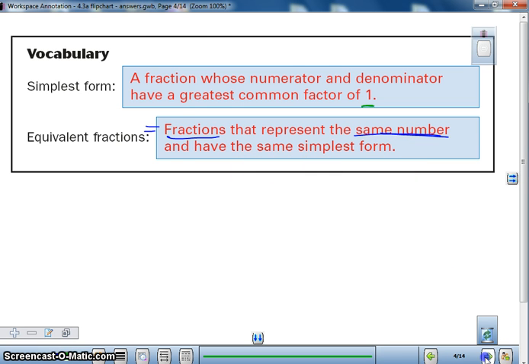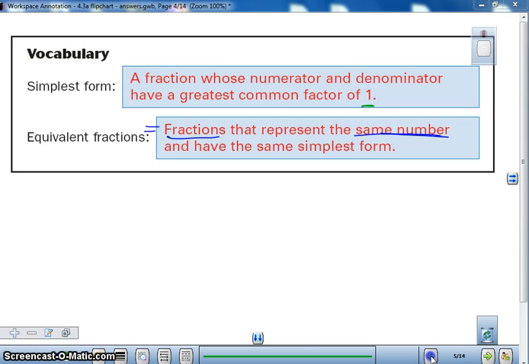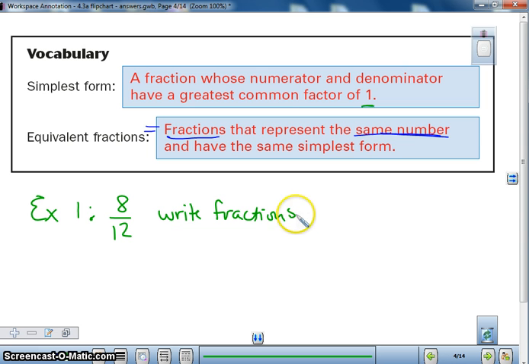So what I would like you to do is write example 1. For example 1, the only thing you really need to write down is example 1. You're going to put down 8/12, and we want to find two fractions that are equivalent to this. You're going to see on the next page, one way of doing that is to multiply the numerator and denominator by the same number, or you could divide and simplify the fraction.